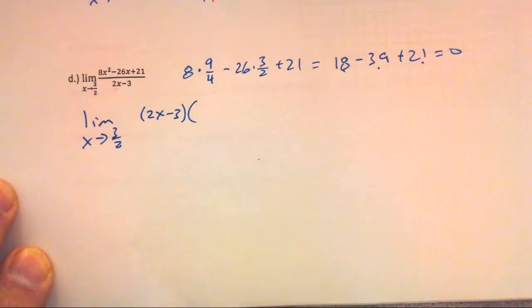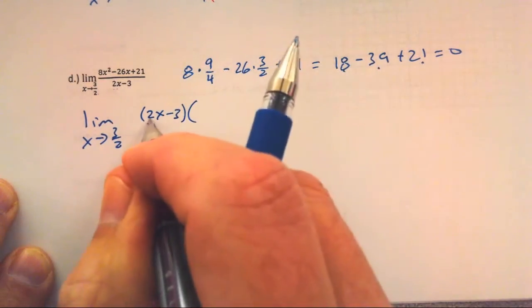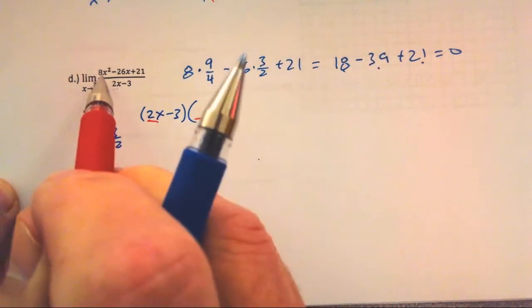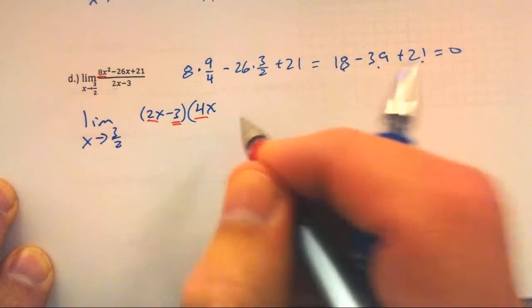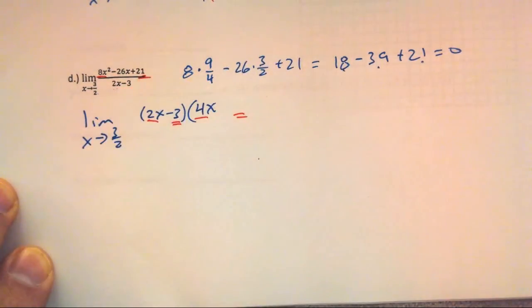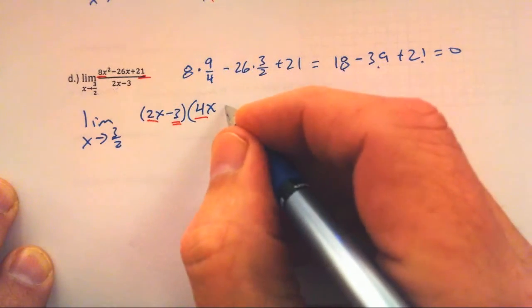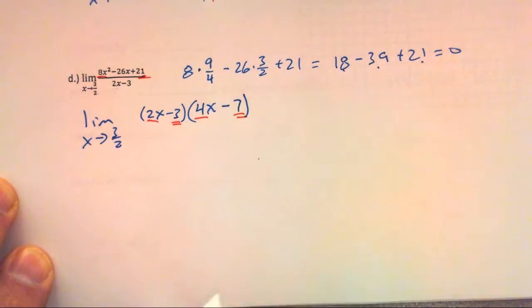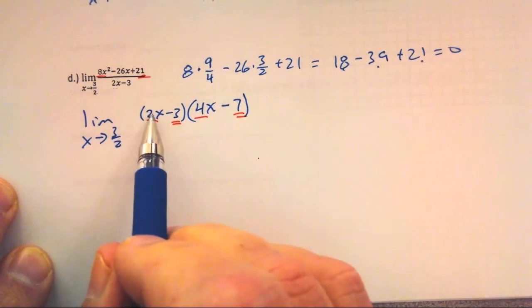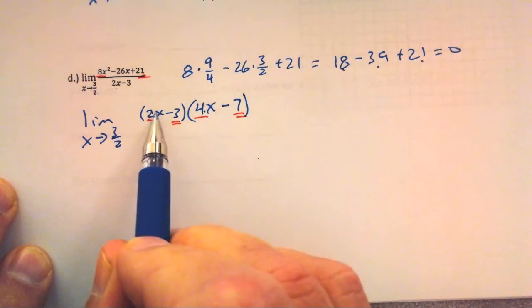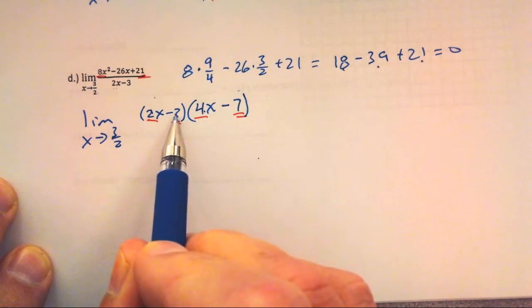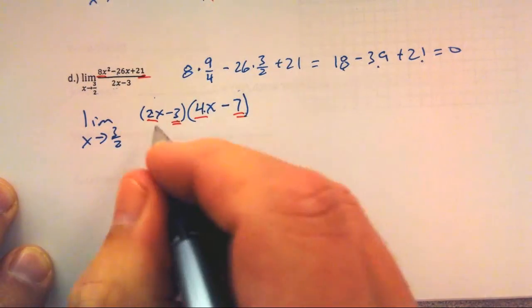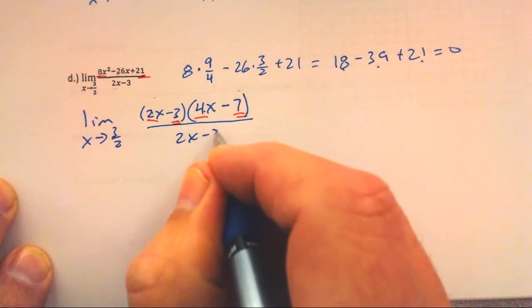2x minus 3. Well, 2x times this term would have to be 8x squared. So if this is going to work, this must be 4x. And negative 3 times this term would have to be positive 21. So negative 3 times negative 7. Could it be that easy? Let's FOIL and check. Of course, we've got our 8x squared. I get negative 14x's minus 12x's, negative 26x, and sure enough, it works. All over 2x minus 3.